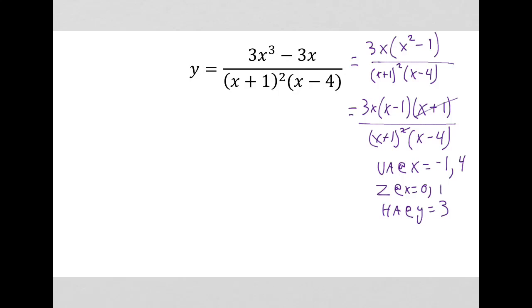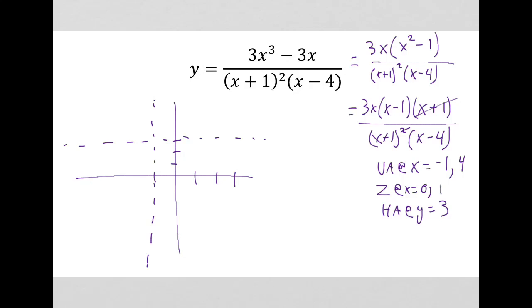Let's draw those asymptotes in first. So a horizontal one at 1, 2, 3, going across, and a vertical asymptote at negative 1, and 1, 2, 3, 4, positive 4, and I have zeros. What did I say? At 0, and also at 1. So now let's think about what this function is going to look like.